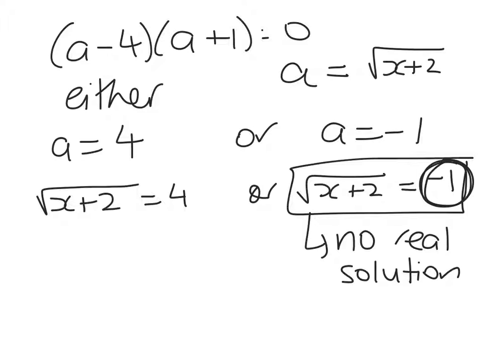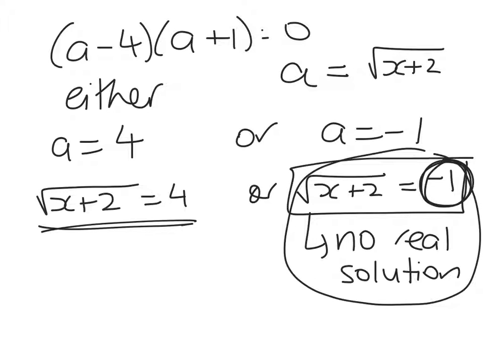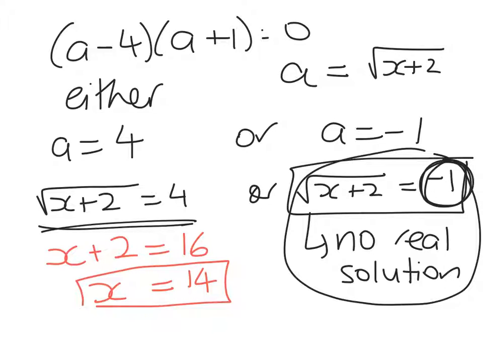Now we can deal with that differently once we get to level 3 calculus and learn a bit about complex numbers, which hopefully most of you will do next year. But for now, all we can say is that there's no real solution to this one. So we go back to working with this equation here. We square both sides and have x + 2 = 16, and we get x = 14.